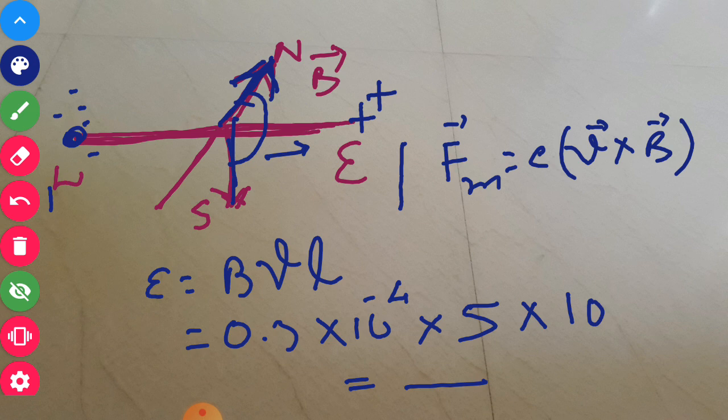So we can say that free electrons in the rod will be displaced in the direction towards west, and positive charge is left open. So this terminal behaves as a positive terminal and this terminal behaves as a negative terminal.